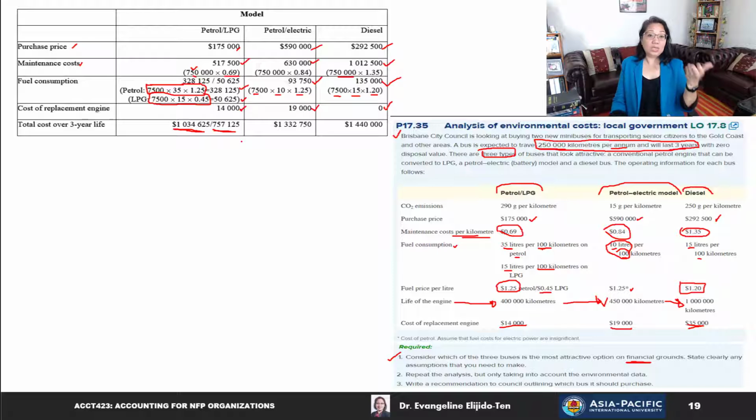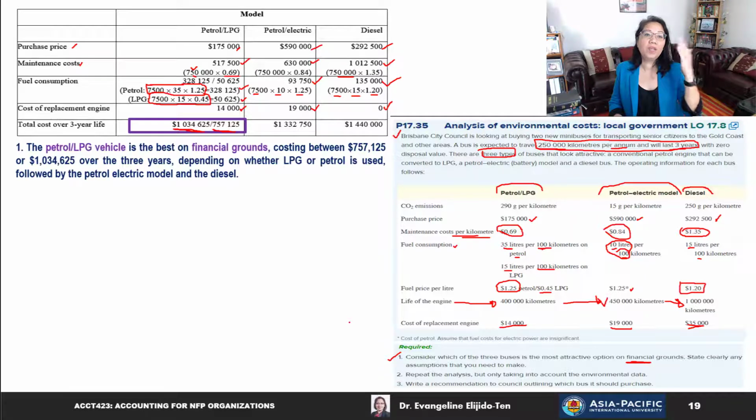and it's only $757,125. All right, so what is our answer in requirement 1? So we have done the calculation, and it looks like the petrol LPG is the winner, with the LPG being the most financially efficient of all.